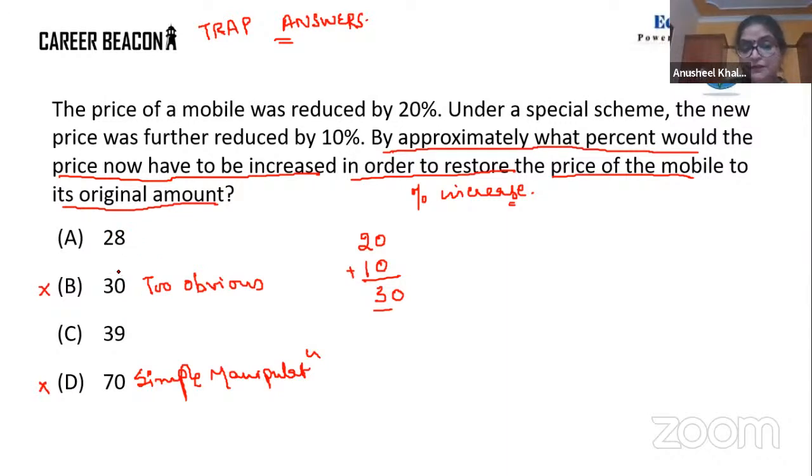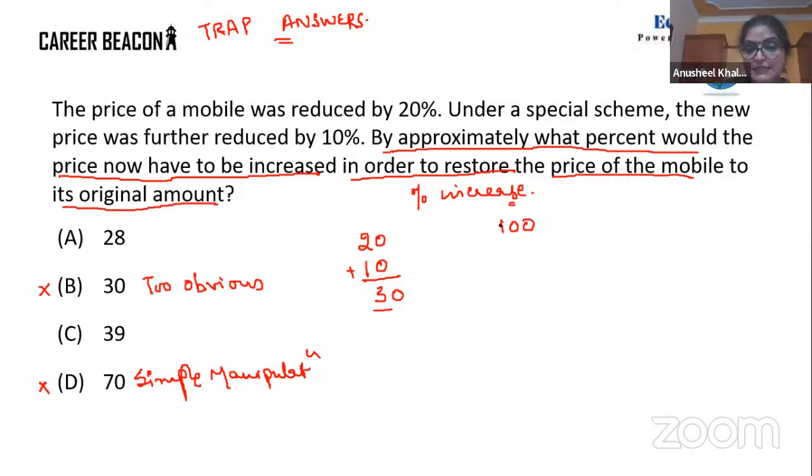Now, if you read carefully and understand the question carefully, so if we assume the original value to be 100, okay, a student is saying the answer is 28. Okay, so let's see whether 28 is the correct answer or not.